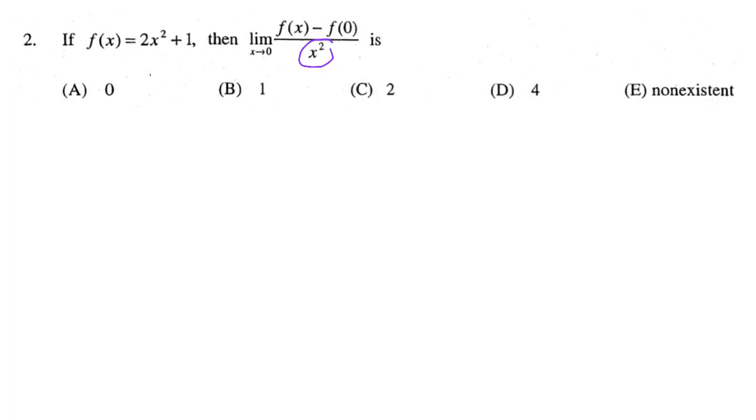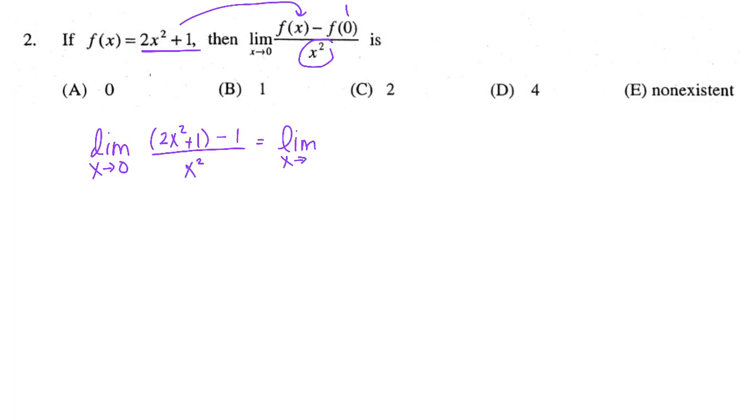So let's look at what we would get if we actually plugged in our function, because my f of x is here, and then f at 0 is going to be 1. So let's see what our limit will become. We have the limit as x approaches 0 of 2x squared plus 1 minus 1 all over x squared. And so we have 2x squared in the numerator over the denominator of x squared, so we get our limit value to be 2. So I have answer choice C.